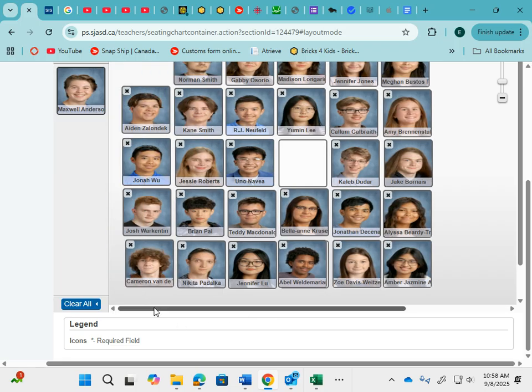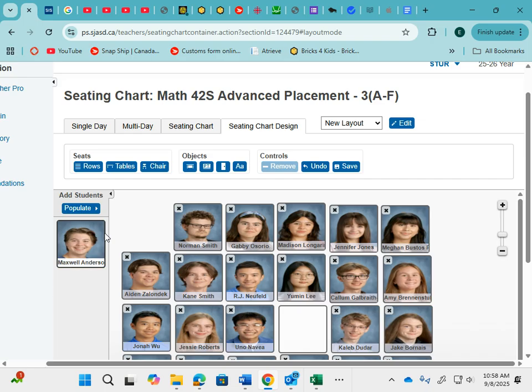Oh, Max, you actually have a choice. There's another desk available. If you don't want the back corner, I'm liking the corner. If you're liking the corner right now, then you are good to go.